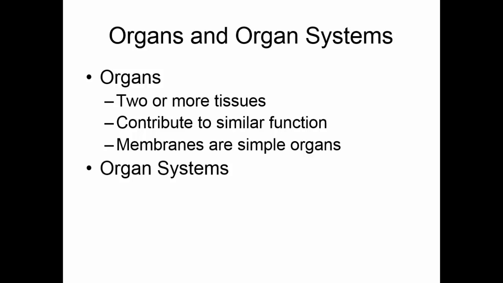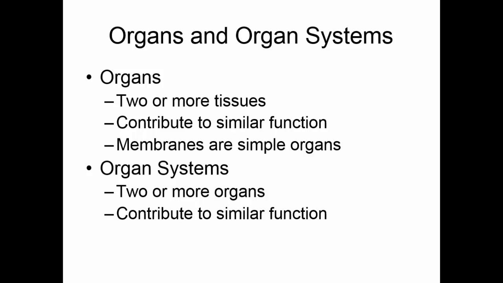An organ system will contain two or more organs. These organs will work together to perform a similar function. The first system we're going to look at is the integumentary system, or the skin. The skin itself is part of the integumentary system. It is also called the cutaneous membrane.